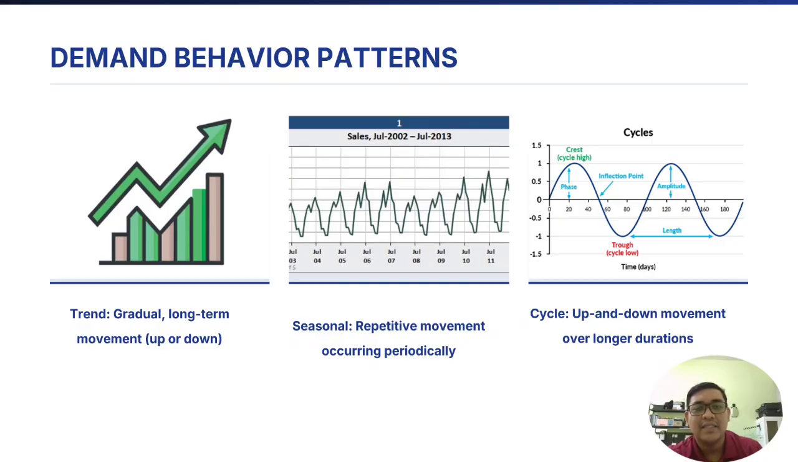Cycle. A cycle is an up and down movement that happens over a longer period. It is not as regular as seasonal. It can be influenced by economic conditions, business cycles, or market changes.